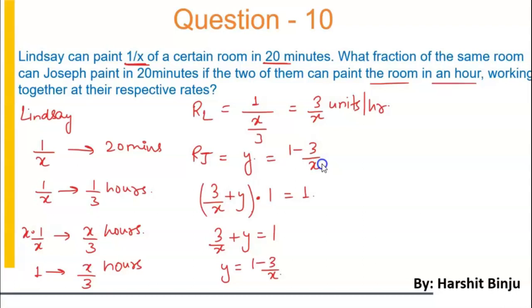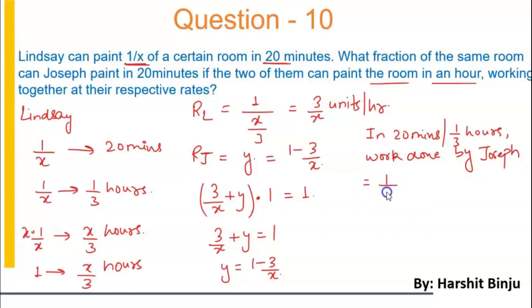Now, what's the question? What fraction of the same room can Joseph paint in 20 minutes? Okay. So the rate at which Joseph is working is 1 minus 3 by x. So we can say that in 20 minutes, or 1 by 3 hours, work done by Joseph will be equal to 1 by 3 into 1 minus 3 over x, and that is 1 by 3 minus 1 over x.